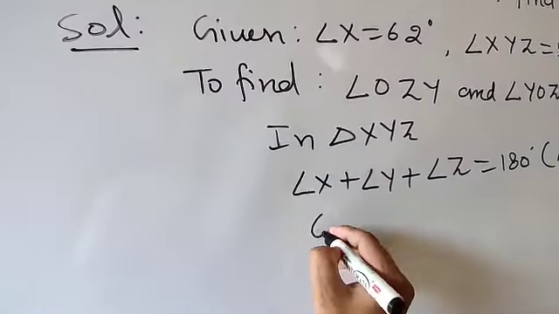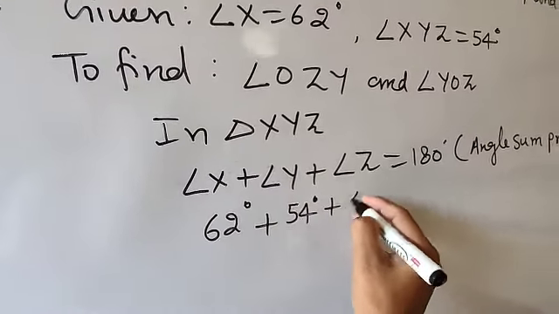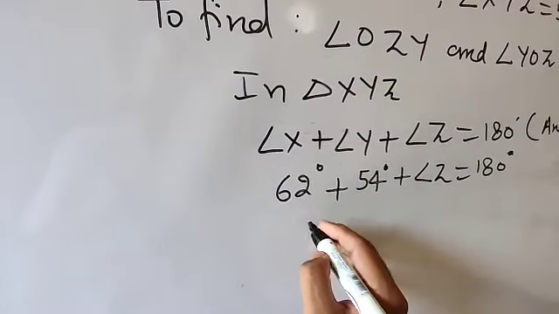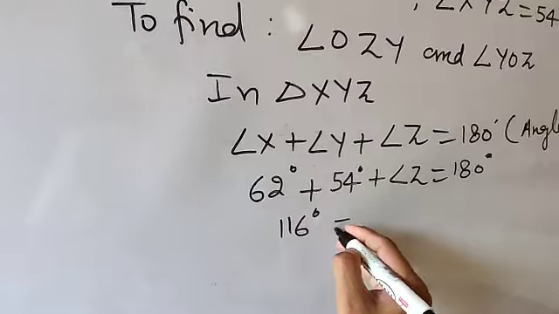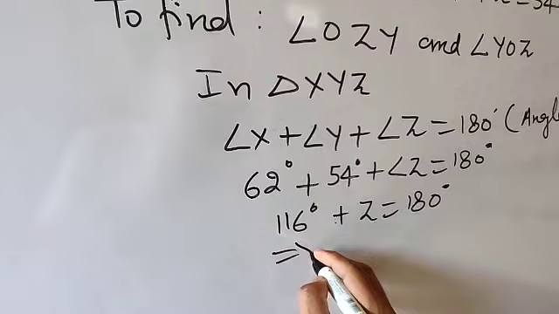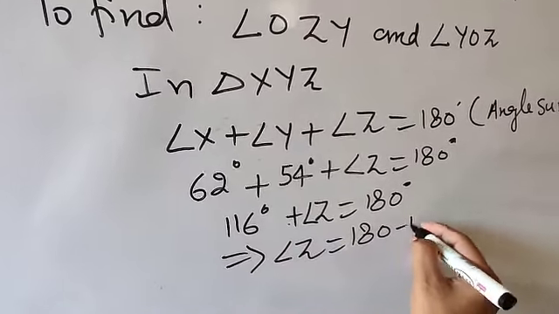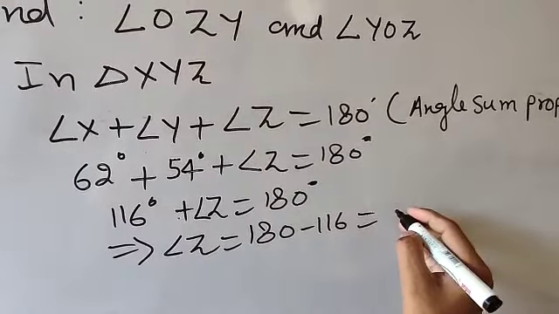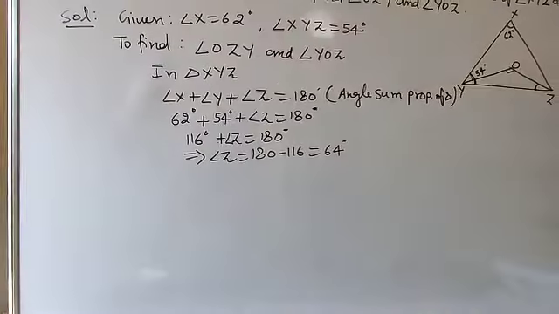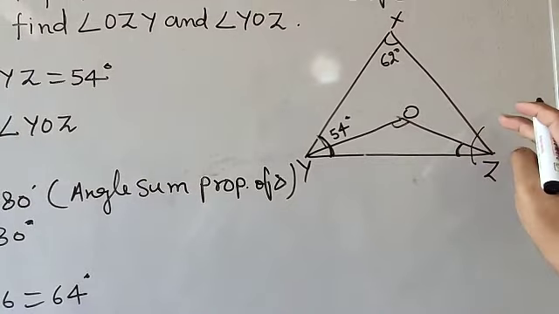So here angle X is 62 degree plus angle Y, that is 54 degree, plus angle Z equal to 180 degree. Then if you add, it will be 116 degree plus angle Z equal to 180 degree. It shows that angle Z equals 180 minus 116, that is equal to 64 degree. So the value of angle Z is 64 degree.